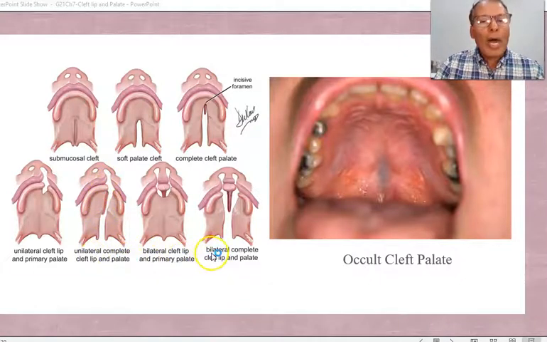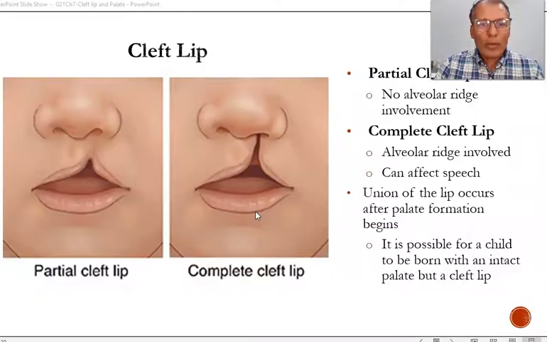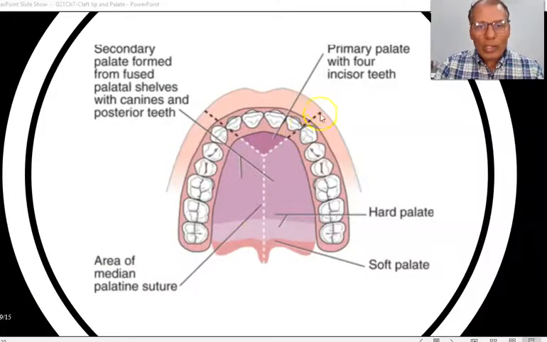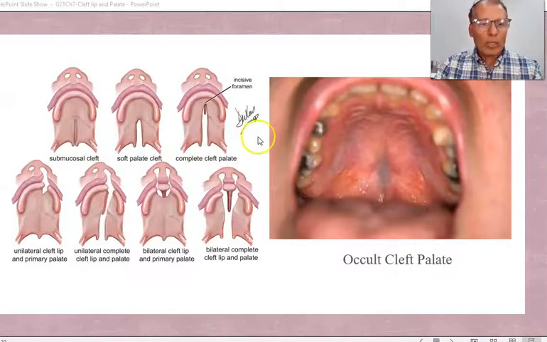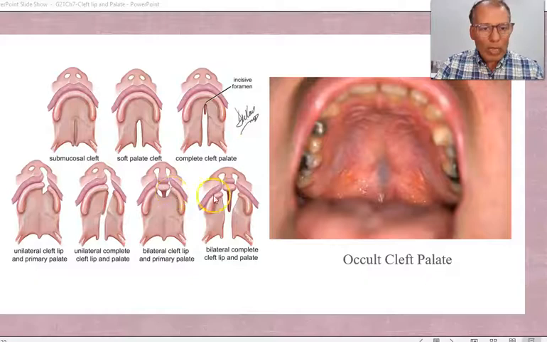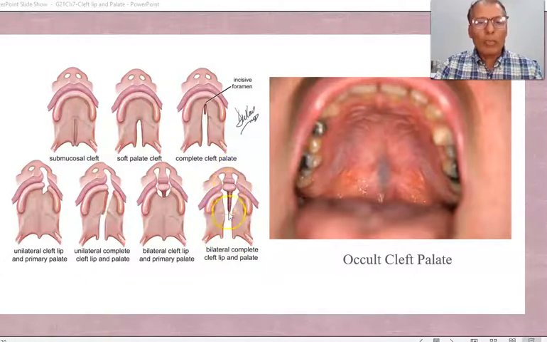Then you have a bilateral. Bi means two sides. So here's one side, here's one side. In other words, in this situation, this side doesn't fuse, this side doesn't fuse, and as a result, the piece of the lip and above that doesn't meet. The two parts don't meet. So this is what you would have in that situation: complete bilateral cleft lip and palate.